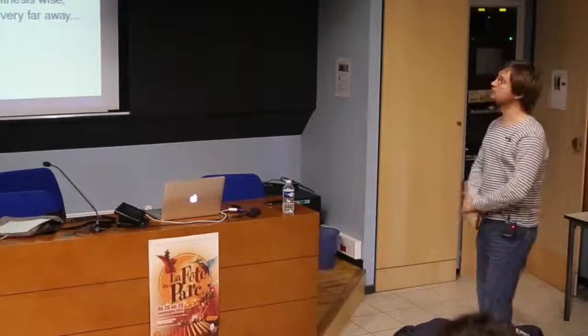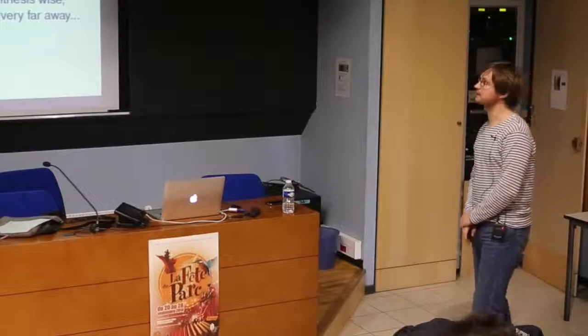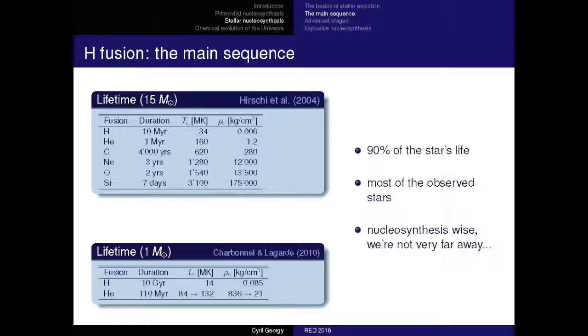So let's go back to nucleosynthesis and have a look at what happens to the chemical elements inside stars. After we had determined observationally what the main sequence is, it appeared that this phase, this diagonal in the Hertzsprung-Russell diagram, corresponds more or less to the phase where hydrogen is burnt in the core of stars.